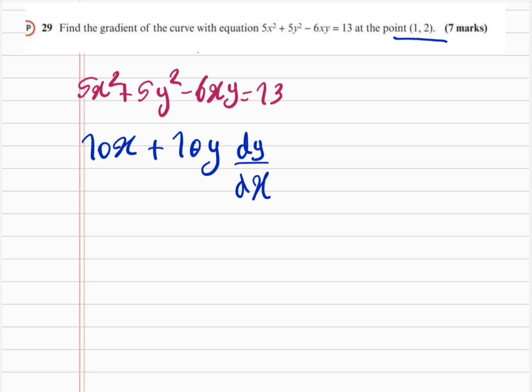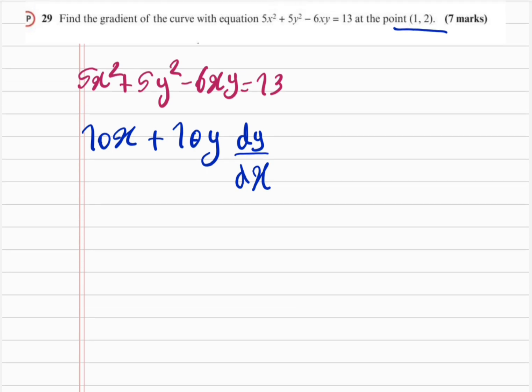Remember that if you want to use implicit differentiation, then whenever you are differentiating the dependent variable, you differentiate as usual, but at the end you multiply by dy/dx. In this case it's dy/dx, but the variables can be anything. For example, it can be dx/dt or du/dx, anything. Just make sure to remember that you multiply by d of the dependent variable over d of the independent variable, and then minus 6xy.